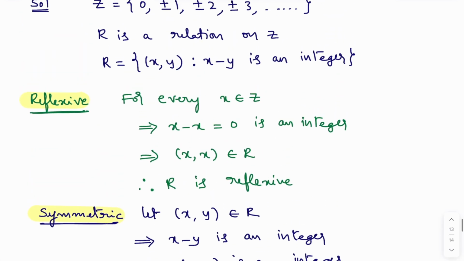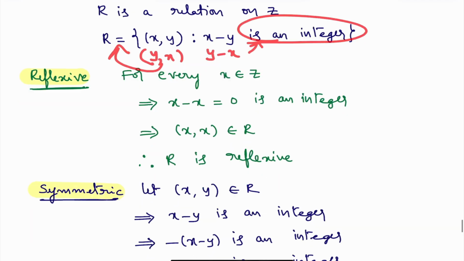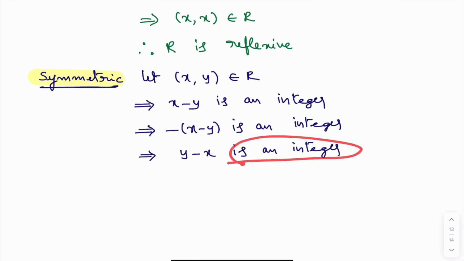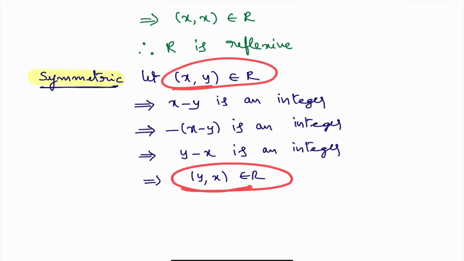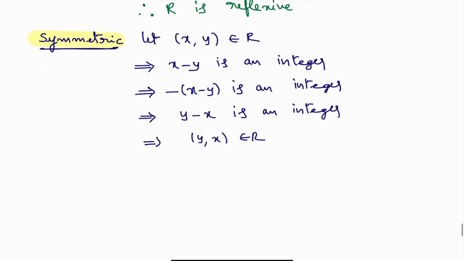As per this relation, when can I say that y comma x belongs to this relation? If y minus x is an integer. So here what I got is that y minus x is an integer. From this I can say that the ordered pair y comma x belongs to the relation. So what happened here? For every x comma y belonging to R, y comma x also belongs to R. Therefore, the relation R is symmetric.